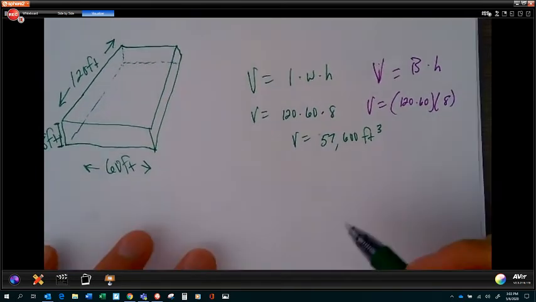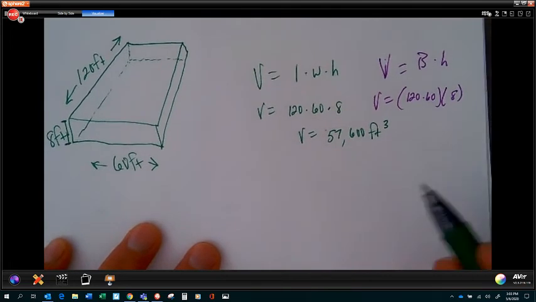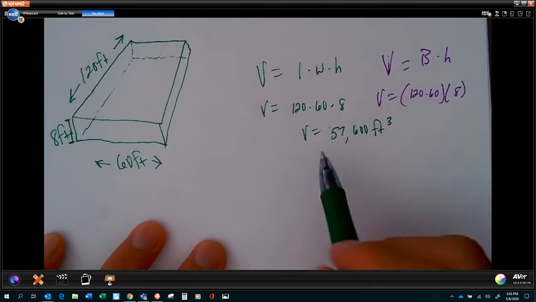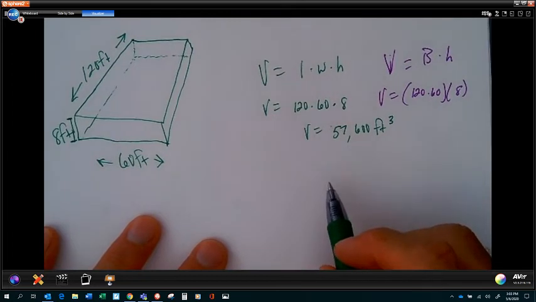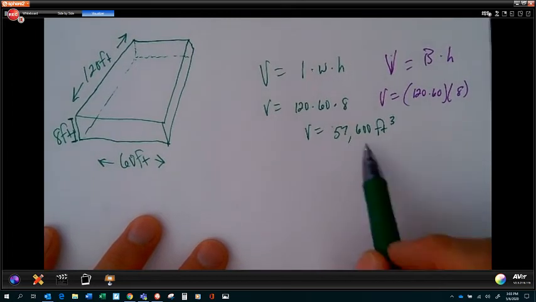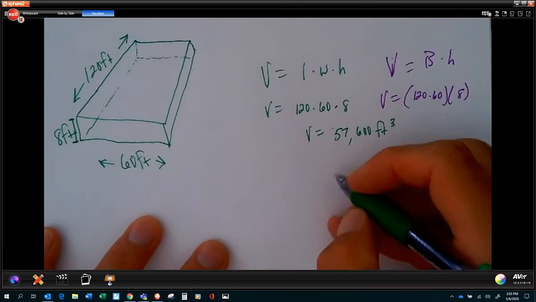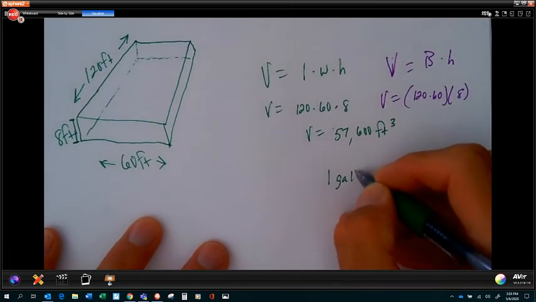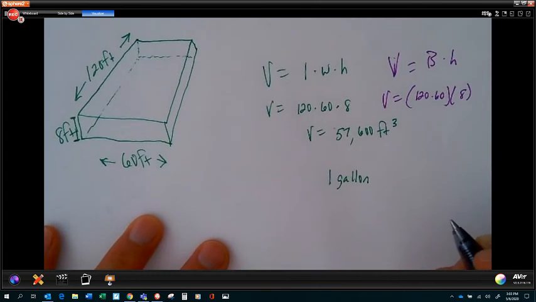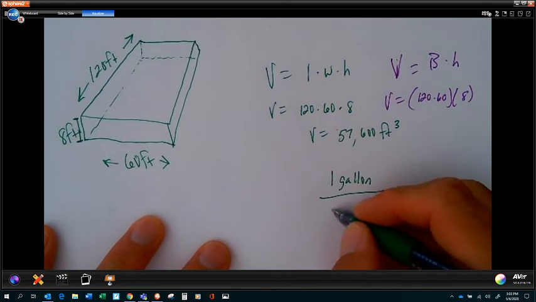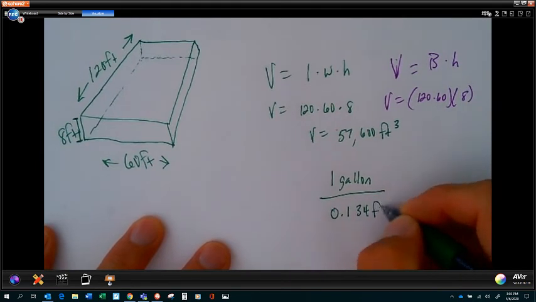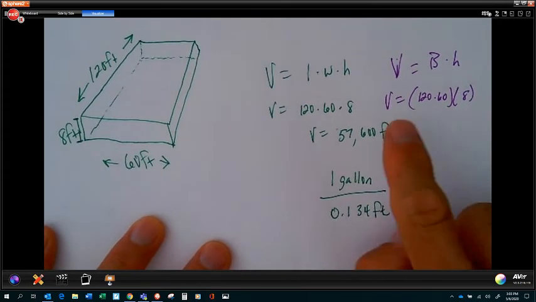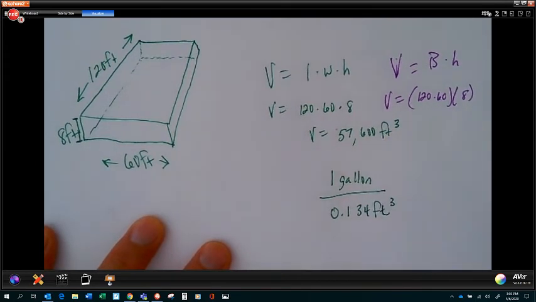Of course, you're saying, well, this is high school, Mr. Lentz, this is just way too easy. But what I'm going to ask you now is to find or estimate the volume of water in gallons. And we're going to use this conversion factor, 1 gallon to 0.134 cubic feet. And remember, when we're using volume, we're doing it in cubic feet.